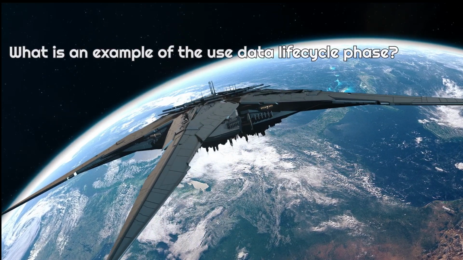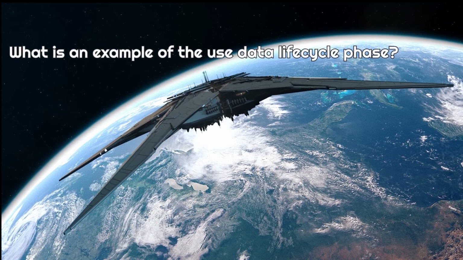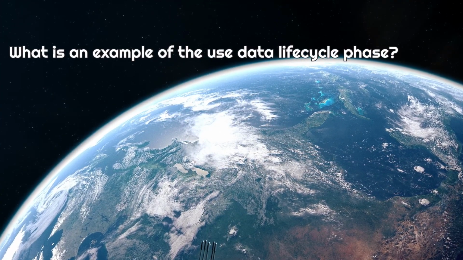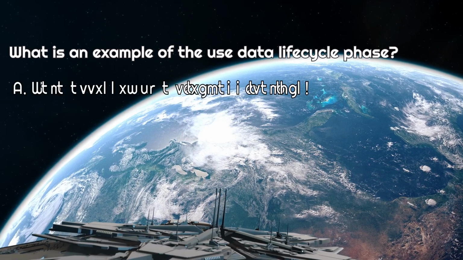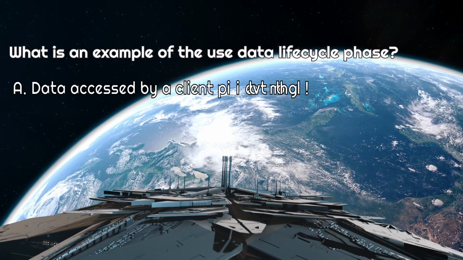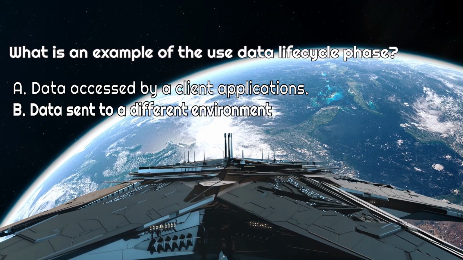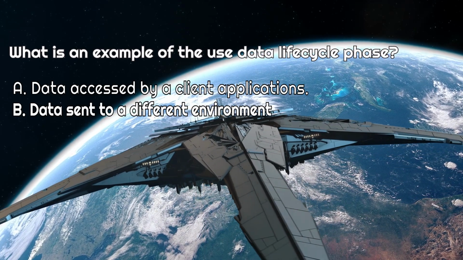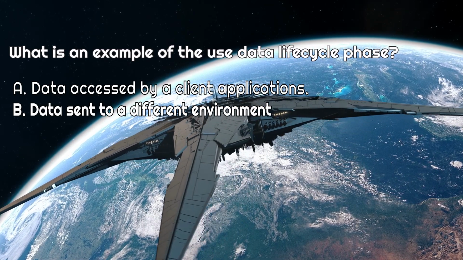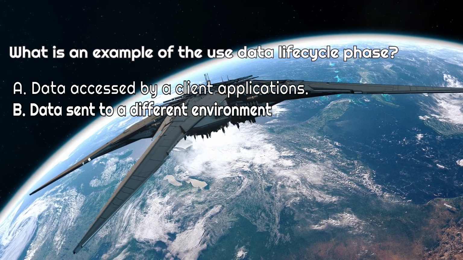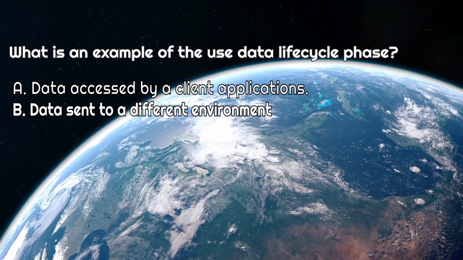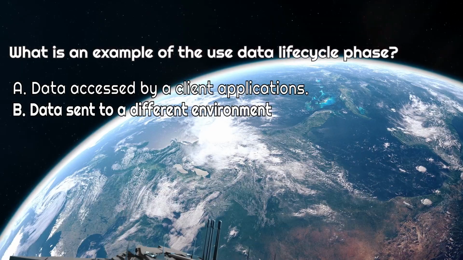Number 5, what is an example of the use data lifecycle phase? So use is a phase in the data lifecycle. When you use the data, you have 2 options here. The data is accessed by client applications, or the data is sent to a different environment. Very tricky question, because using the data, you can send it and it's being used when it's being accessed. But A says the data is accessed by client applications.